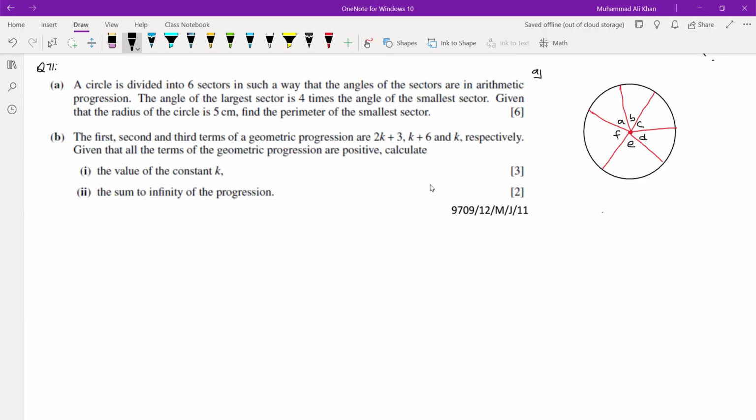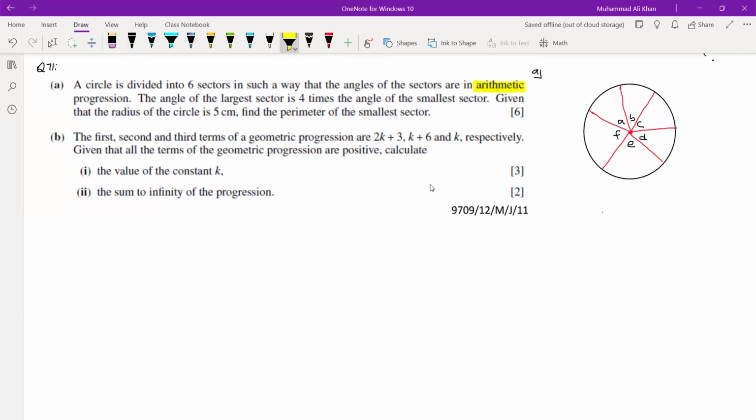And remember what they said next: in such a way that the angles of the sectors are in arithmetic progression. So the increment is sequence-wise, things increase sequentially, so there should be no confusion about which one is the smallest and which one is the largest. The first is the smallest and the last is the largest.